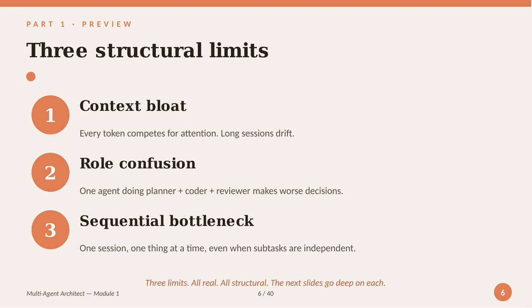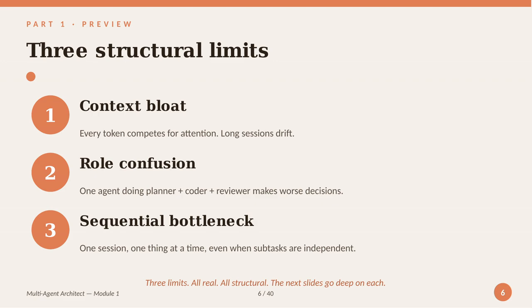Limit 2. Role confusion. One agent juggling planner plus coder plus reviewer makes worse decisions than three specialists, each with deep domain knowledge. The reviewer's instinct gets dulled by the coder's instinct that just ran. Specialization is a real lever, and single session can't access it.